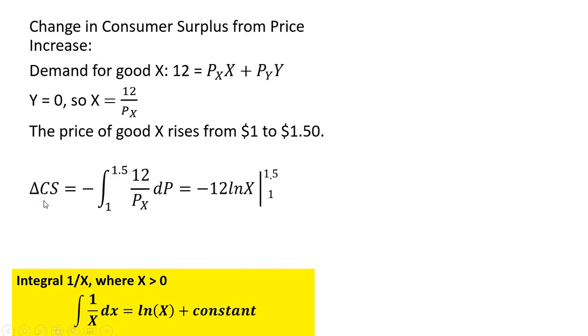So now we need to do a little integral calculus here, for the change in consumer surplus. Since the price of the good is going up, we're going to have a reduction in consumer surplus, so that's why the minus is out here. And so we take the integral of 12 divided by the price of good X, and here's the rule. You're going to just get minus 12 times the natural log of X, bringing that minus in front here. And so integrating over this range of the demand curve, we get a reduction in consumer surplus here of $4.87.